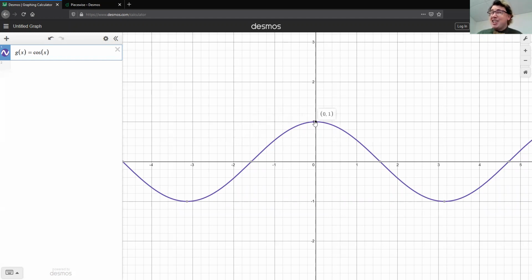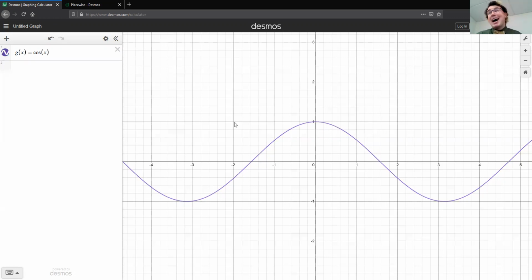Again, I don't actually care that the cosine of 0 is 1. I'm using my limit idea. So coming in from the left, do I get closer and closer and closer to the y value 1? Yes, I do. Coming in from the right, do I get closer and closer and closer to the y value 1? Yes, I do.